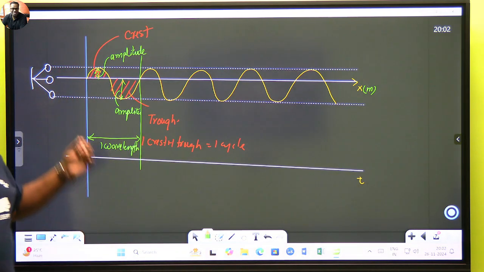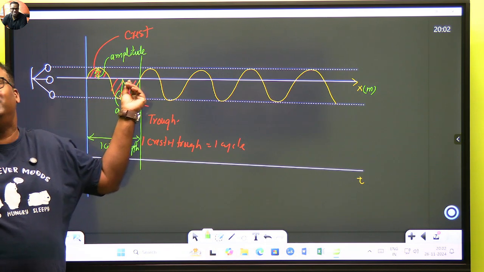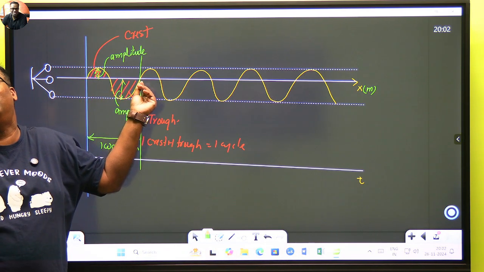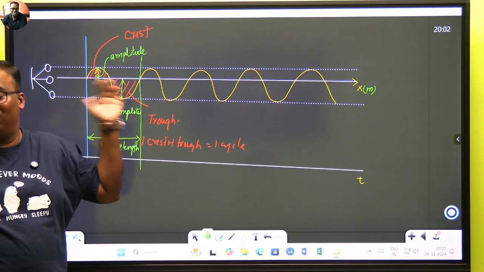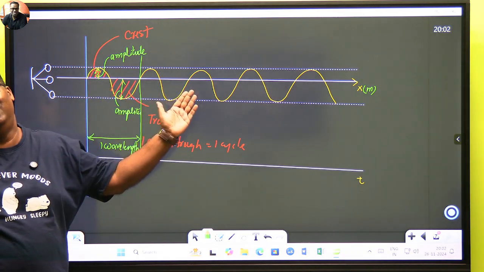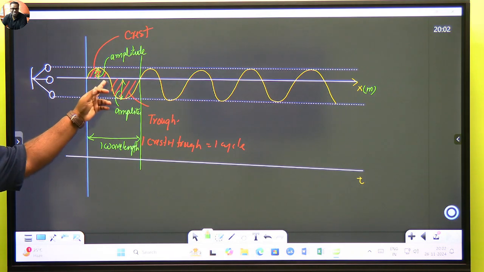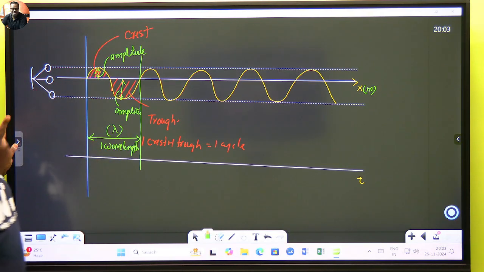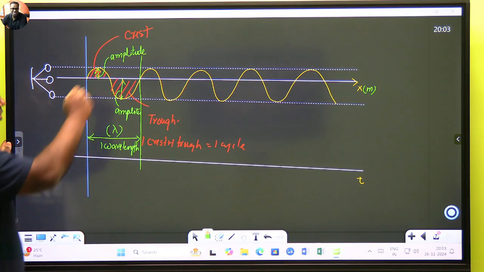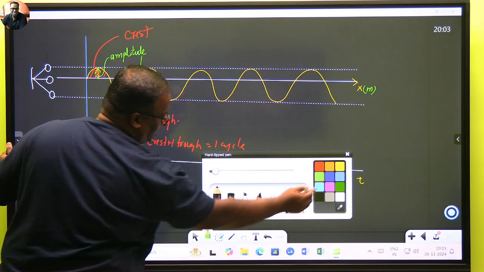One wavelength is the distance moved by the disturbance over one cycle. Please understand, body move नहीं कर रहा है, wave में हम disturbance को study कर रहे हैं. The disturbance moved from here to here is half wavelength. Wavelength is denoted by the symbol lambda, as I told you in last class. Remember? Now let's draw this figure again on the time scale.